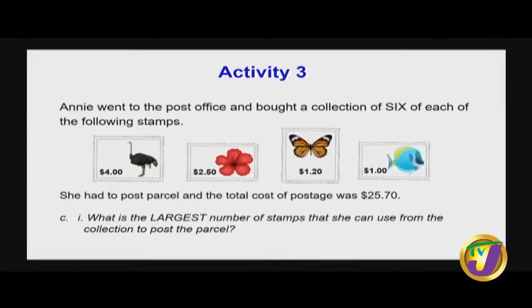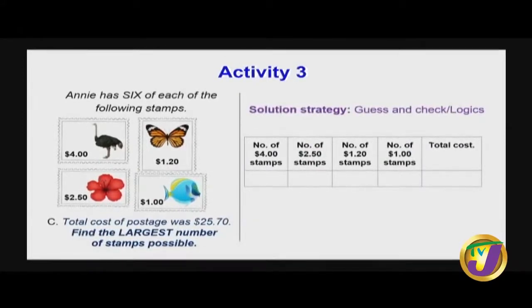There you go. So let's talk about it, and then we can list the collection, the stamps that she will use. In this case, we're starting from the lower value stamps. Yes, so we're guessing and checking. Let's start with 6. Let's use all six $1 stamps. There you go. $19.70 to go.